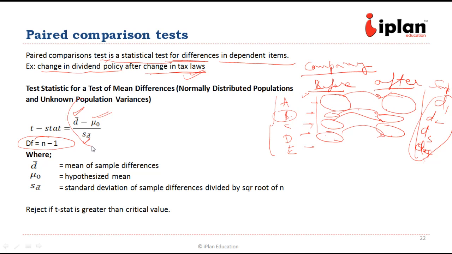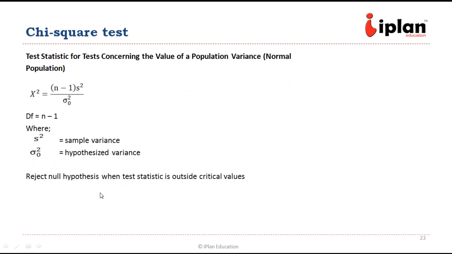So this is how we calculate the T statistic: D bar minus mu naught divided by S D bar. Based on this we can calculate the T statistic. Based on alpha we can calculate the critical value, and if the T statistic is higher then we will reject the null hypothesis. Now these were a few combinations of the T test. Let us look at some other tests.